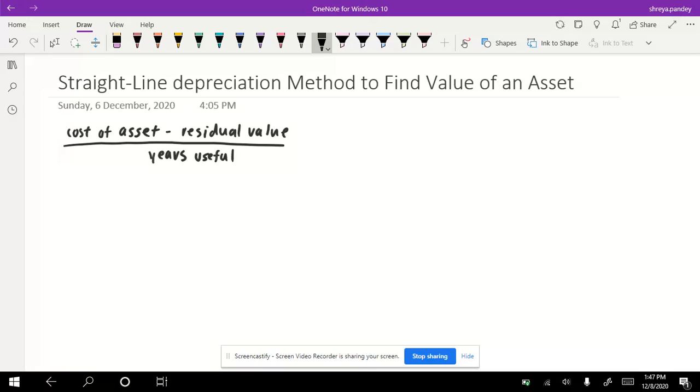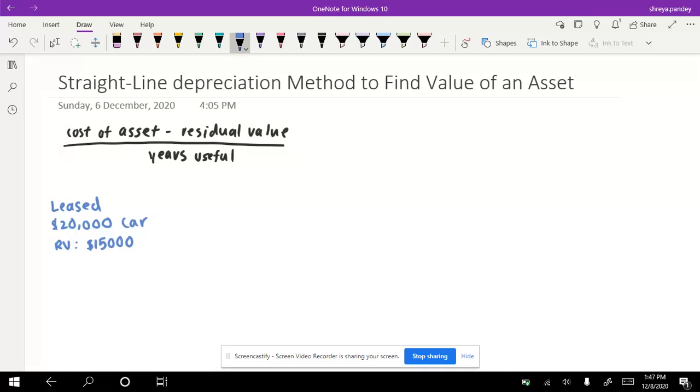So, let's start off with an easy example. Let's say that a bank had leased a $20,000 car to a person. And once the lease term was over, they determined the residual value to be $15,000. Now, the lessee would have to pay the $5,000 difference to the bank.